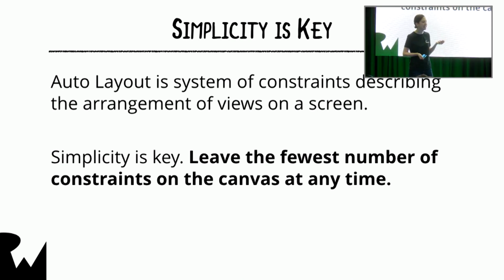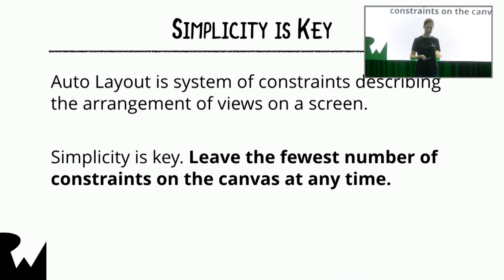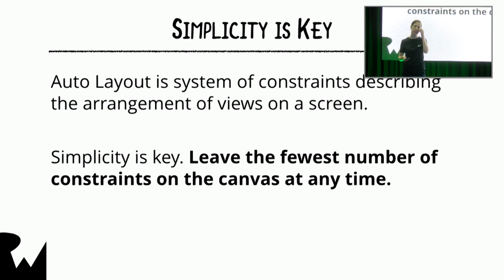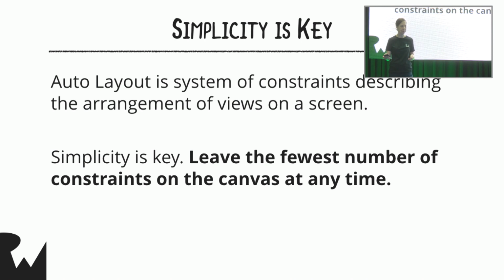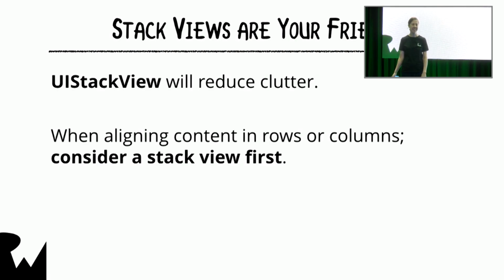AutoLayout is a system of constraints describing the arrangements of views on a screen. And you could basically think of it as a set of mathematical equations, and those mathematical equations kind of minimally describe the position of each view on your screen relative to one another, and then also relative to the super view that they're placed within to be presented, say, in your iOS app. So like all good mathematical equations and all good code, you really do want to keep things as simple as possible to make debugging efforts in the future a little bit easier. So leave the fewest number of constraints on your canvas at any given time when you're working with AutoLayout. Top tip number 1.